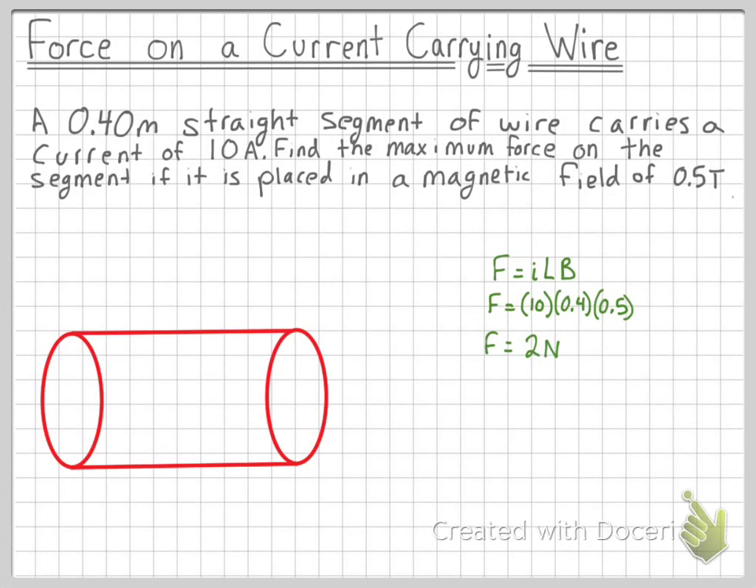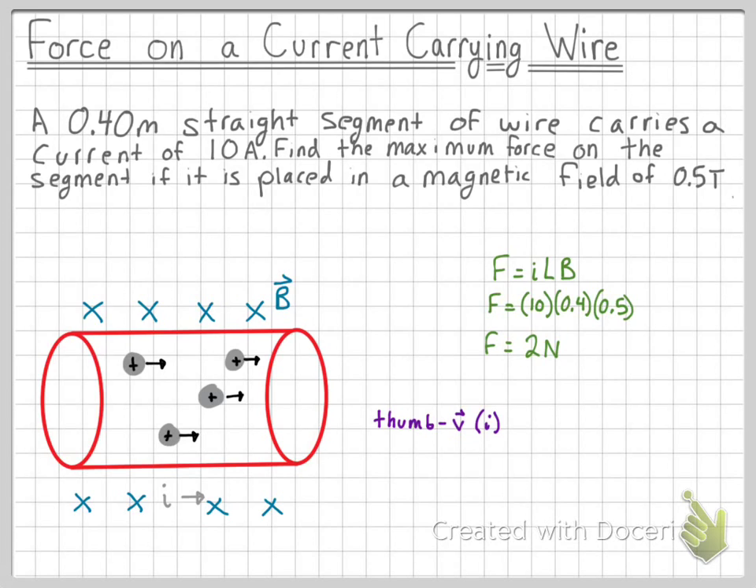Now, let's use the right-hand rule to define the direction of the force. Here we have our wire, and let's say that the current is traveling in the positive x direction. This means that all of our positive charges are moving to the right. Let's say that we have a magnetic field pointing into the page. So our thumb still goes with the velocity, which is going to be the current in this case. Our fingers go with the magnetic field, and our palm shows us the force. So then we apply the right-hand rule. We see that our fingers are pointing into the page, our thumb is pointing to the right, and therefore our palm is facing up. So the force on the current-carrying wire is up.